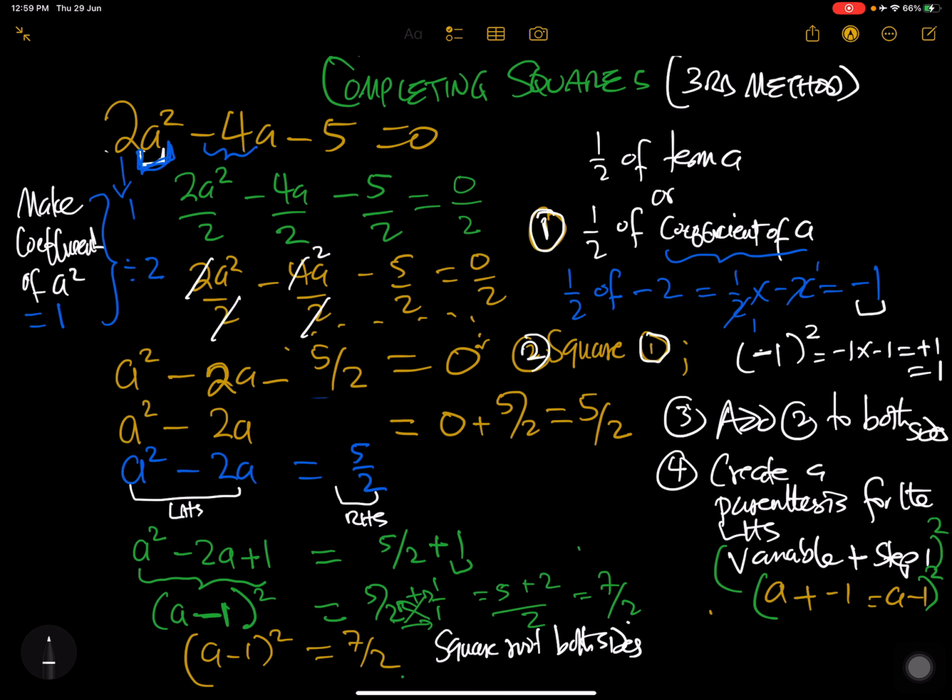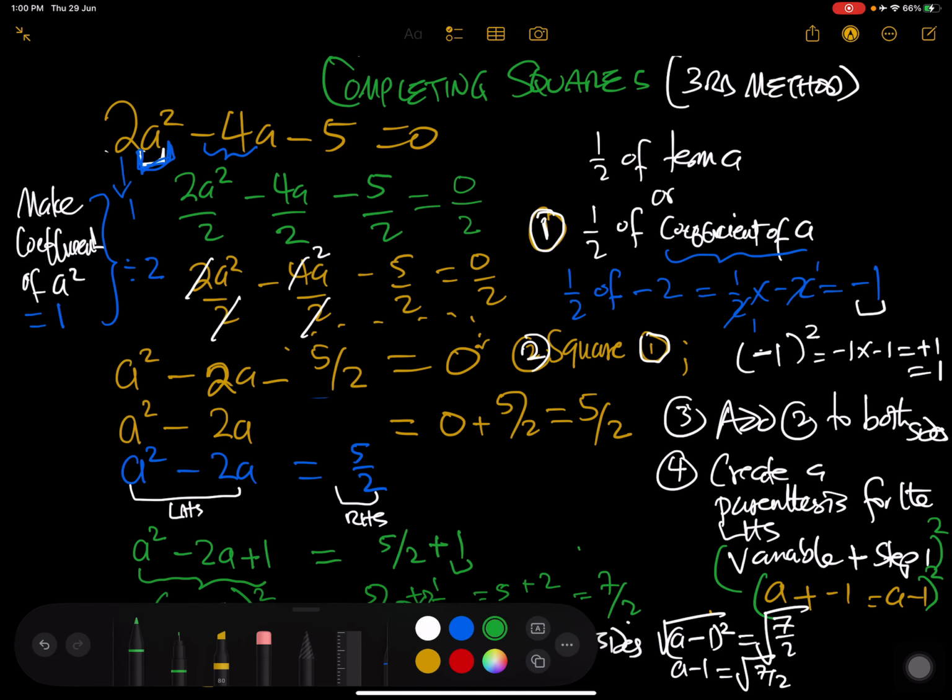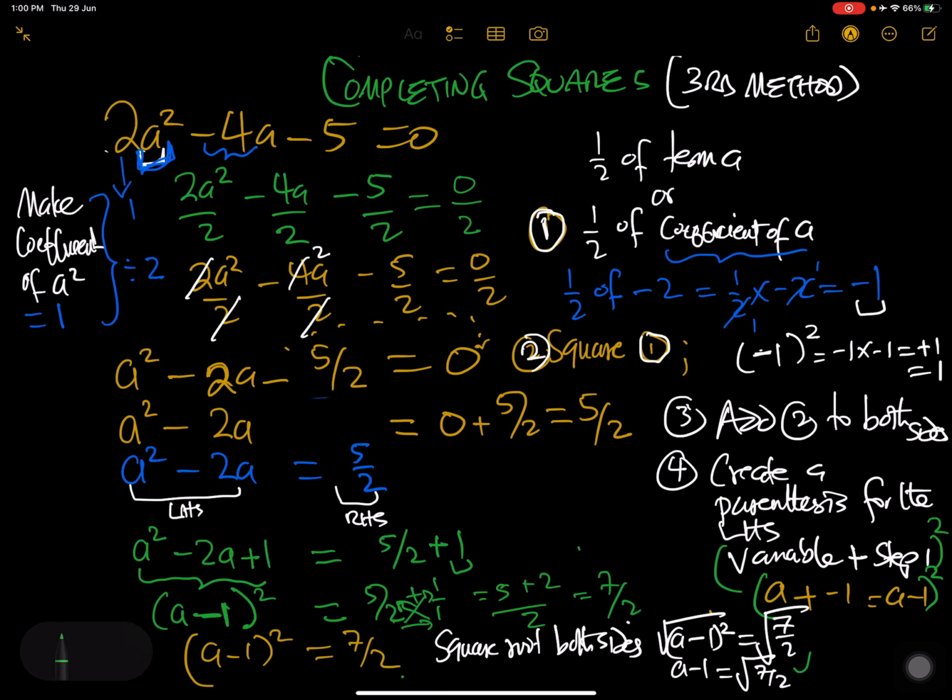You're going to get the square root of a minus 1 all squared is equal to the square root of 7 over 2. Now, when we square root both sides, this gives us a minus 1 is equal to the square root of 7 over 2. Now, we're looking for a. Don't forget, a is what we are looking for. So our a will stand here alone, so that this one goes to the other side. So we're going to get the square root of 7 over 2 plus 1.